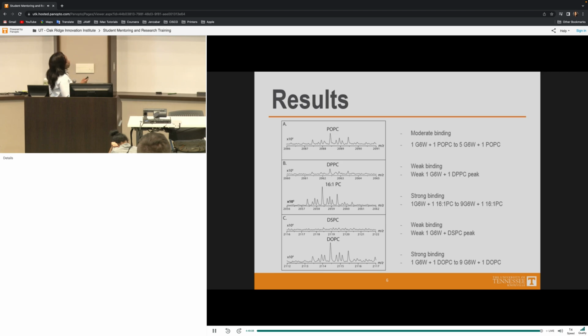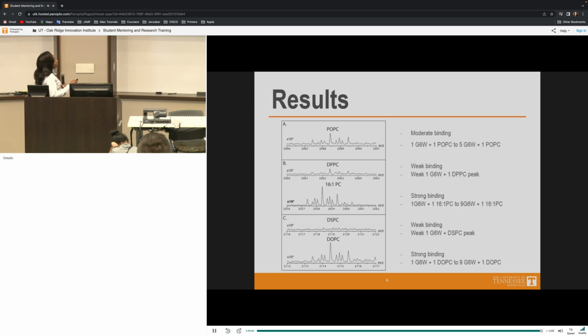Going over to our results, like I said before, if you don't know how our instrument works, you will not be able to see our results and get the information. As you can see, for POPC, it had a moderate amount of lipid binding going on. The intensity was kind of low, but it did pretty well. It wasn't the best sample that we did. DPPC was very weak, and the intensity was very low as well, but it wasn't the worst sample that we did.